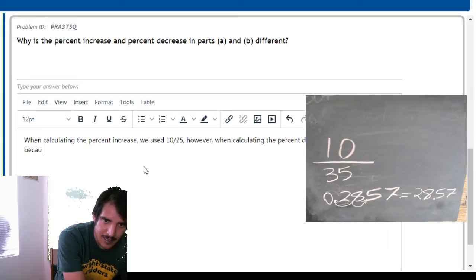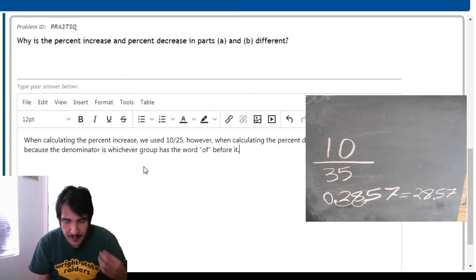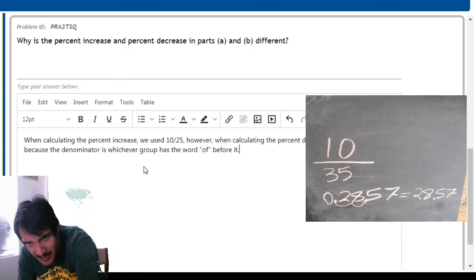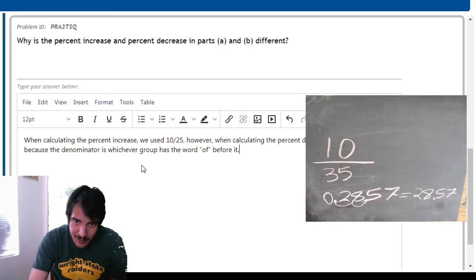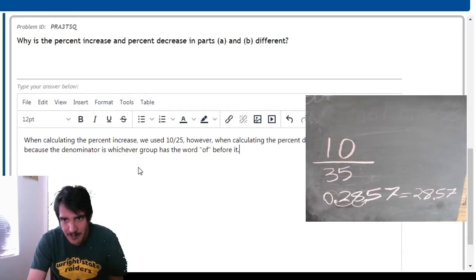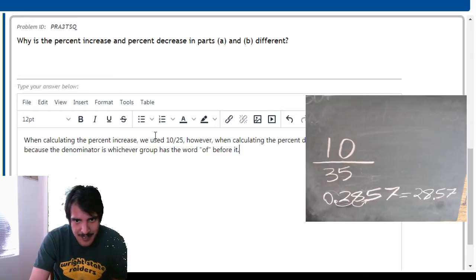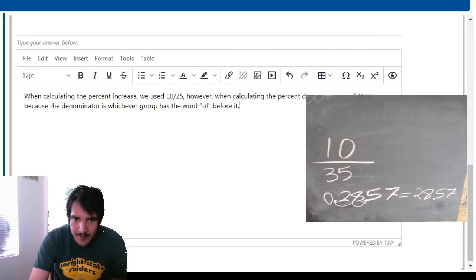Because the denominator is whichever group has the word of before it. Okay? That's what I put. When calculating the percent increase, we got 10 25ths. When calculating the percent decrease, we used 10 35ths. That's because the denominator is whichever group has the word of before it.